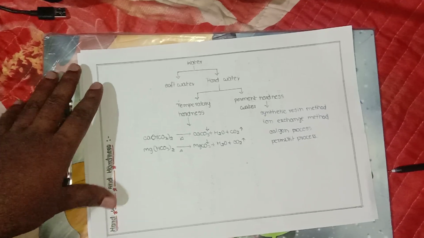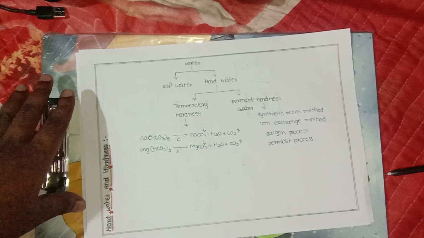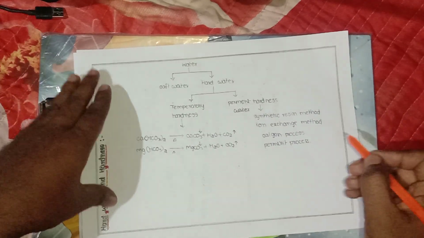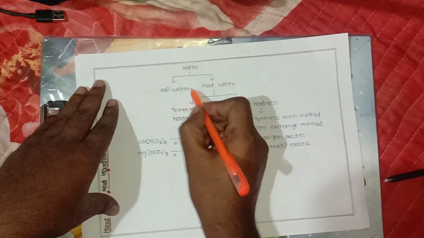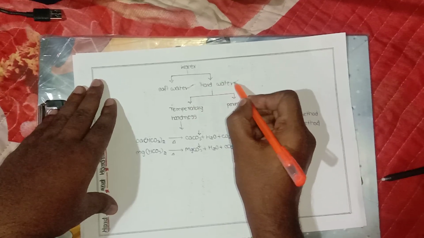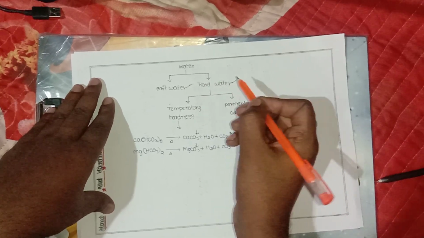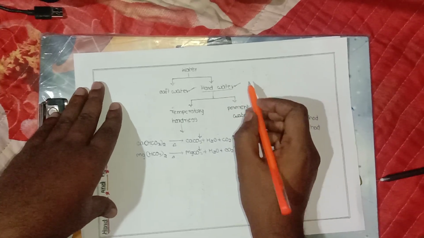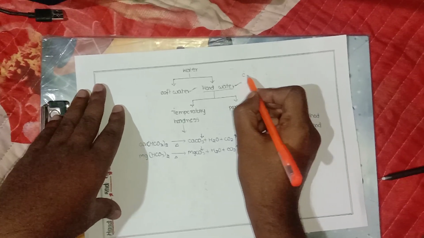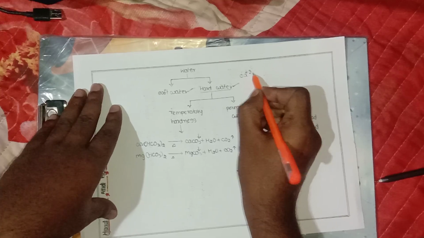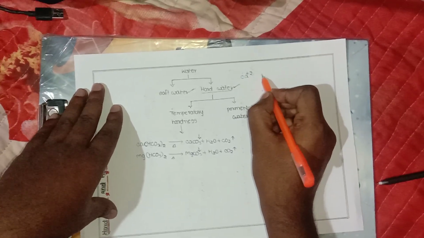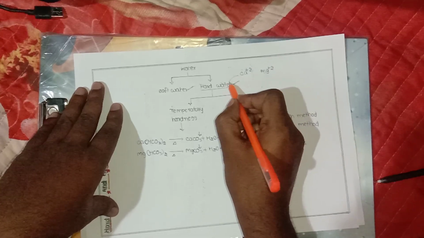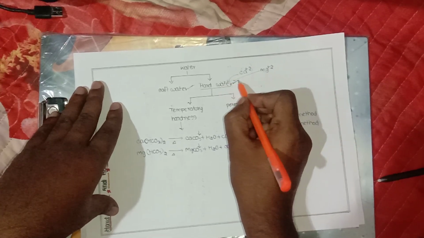Friends, today we are going to discuss the chapter water technology. In that, water can be categorized into two types. First one is soft water and second one is hard water. And we know that in hard water, Ca2+ ions and Mg2+ ions cause the hardness to the water.